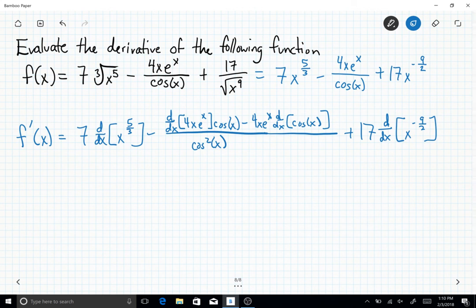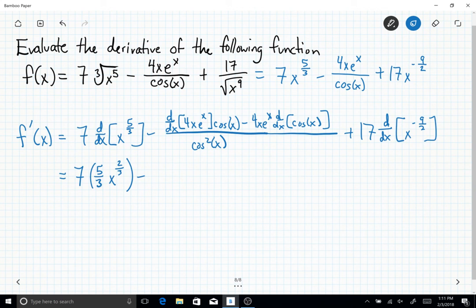Alright, so where do we go from this point forward? Well, you get 7, and then this becomes 5/3 x to the 5/3 minus 1. Well, 5/3 minus 1, that's 5 minus 3 over 3, or 5/3 minus 3 over 3, I should say. And 5 minus 3 makes 2/3. So try and check that, make sure that works out.